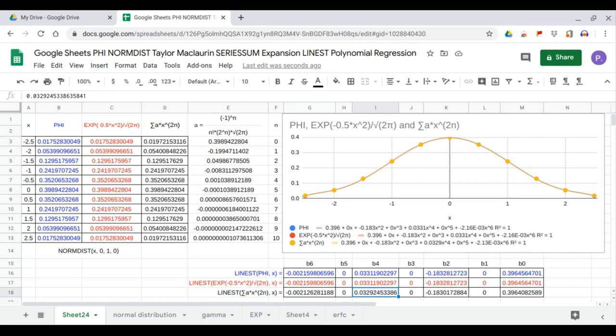This completes the Google Sheets phi function expansion and LINEST polynomial regression.